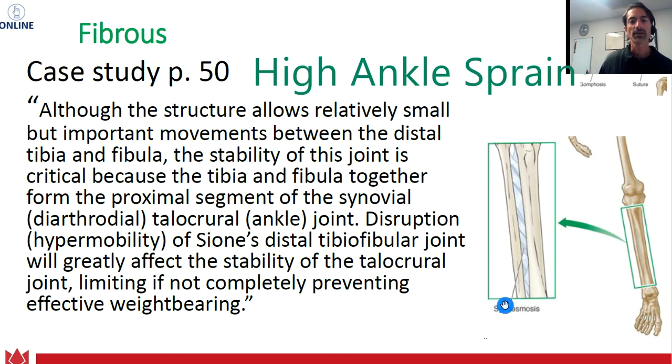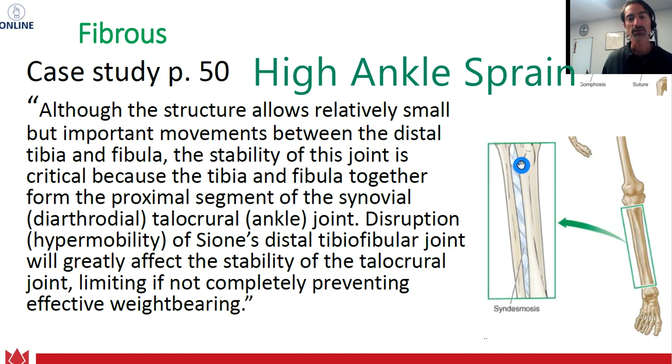Yes, so we are going to call this a high ankle sprain, or at least that's the layman's term. And if you watch sports, you hear, oh, someone had a high ankle sprain. But really, it's a syndesmotic sprain. It's a sprain of the fibrous connective tissue between the tibia and the fibula. So it's a lower extremity syndesmotic sprain.